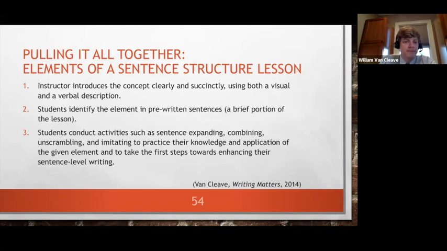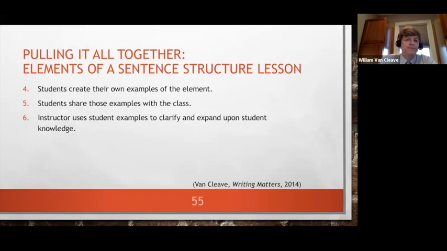Number 3, students conduct activities such as sentence expanding, sentence combining, unscrambling, and imitating to practice their knowledge and application of the given element and to take the first steps towards enhancing their sentence level writing. Number 4, students create their own examples of the element. Number 5, students share those examples with the class.